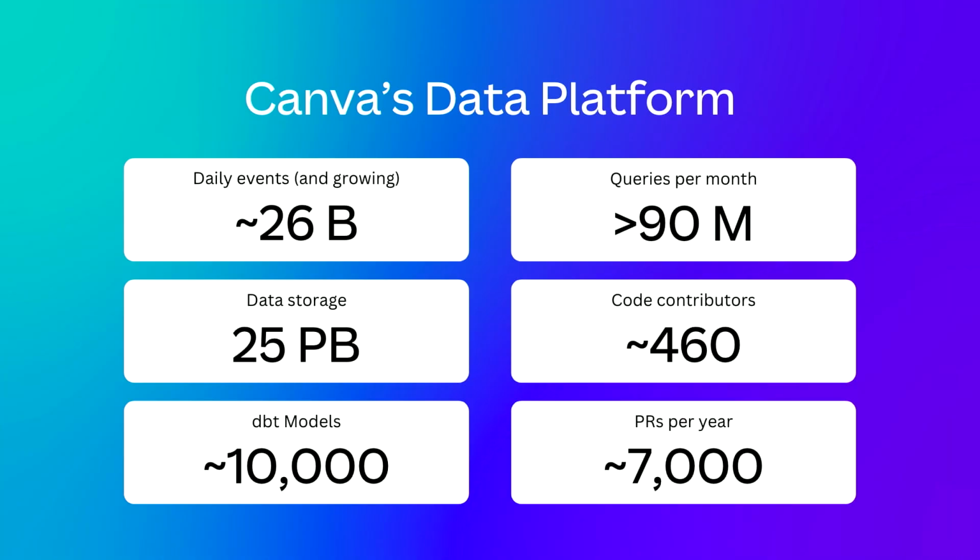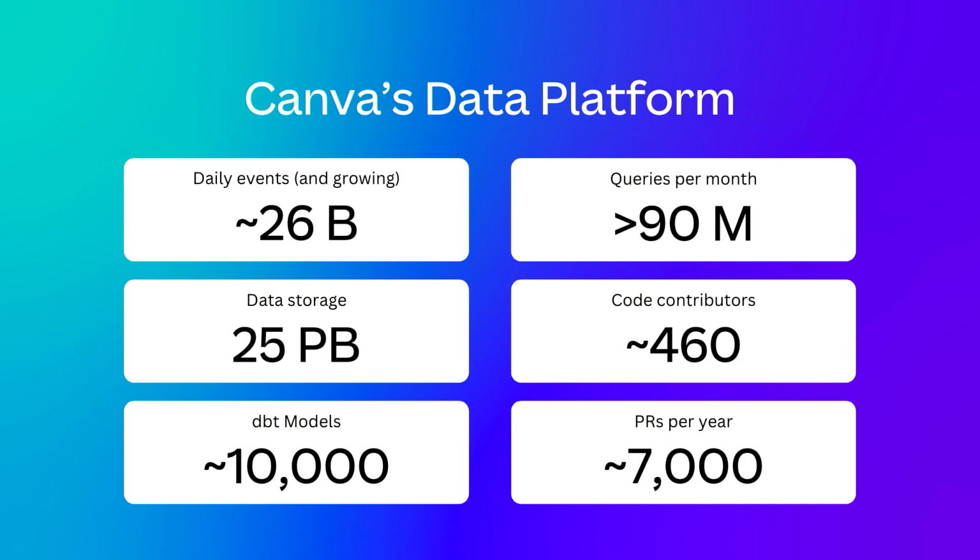A bit about the platform at Canva. We process something like 26 billion events each day. That's events coming from clicks on a website, events from our backend systems or databases, events coming from third-party systems like Salesforce or Facebook ads and marketing and so on. We generate something like 90 million queries every month to process our data, and we store something like 25 petabytes of data today, and that number is growing very, very quickly. In addition to that, we're actually trying to delete data, and yet it's not doing anything. We're just accumulating data very quickly.